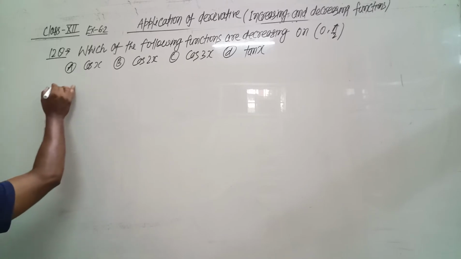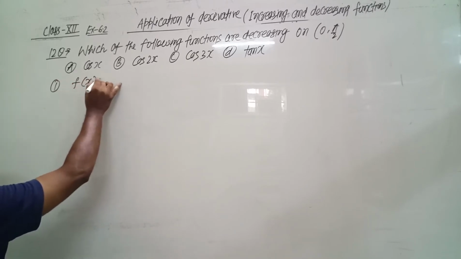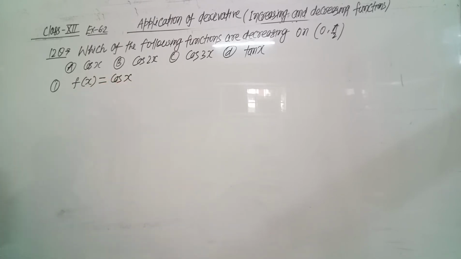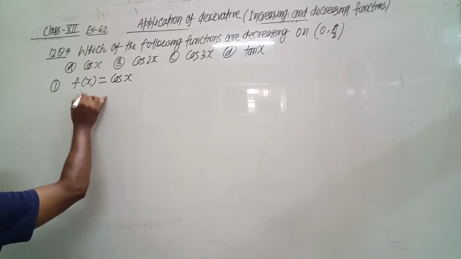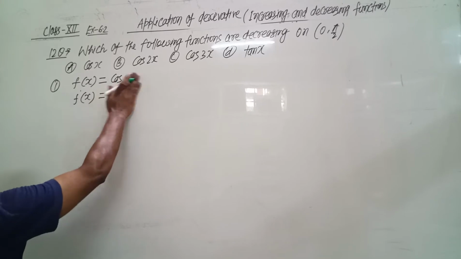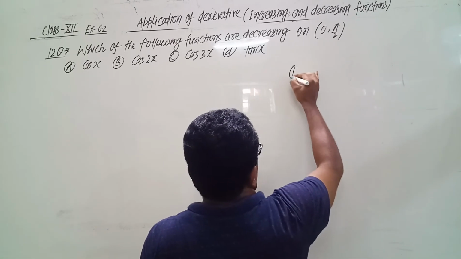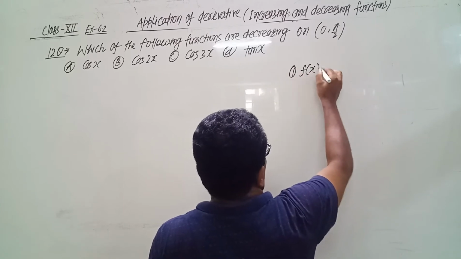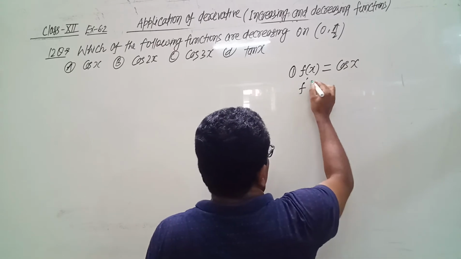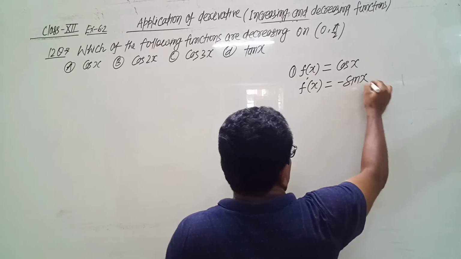So for the first, f(x) equals cos x. We differentiate and find f dash x. So f dash x comes to be, for the first part, f(x) equals cos of x. Differentiate: f dash x equals minus of sin x.